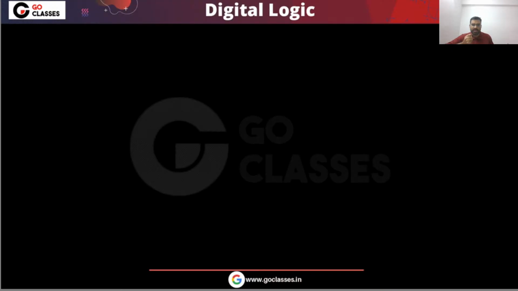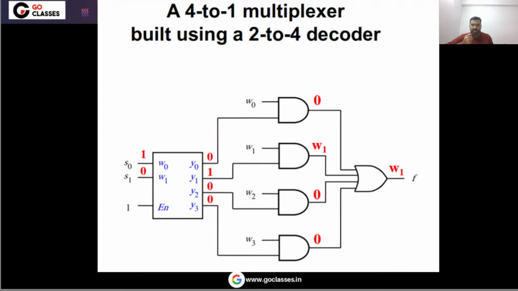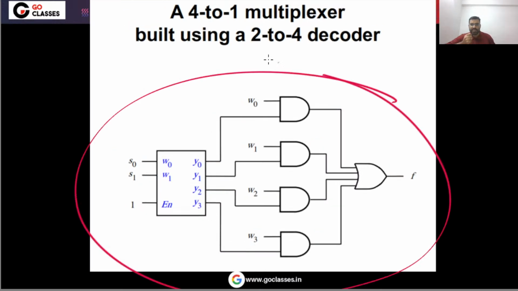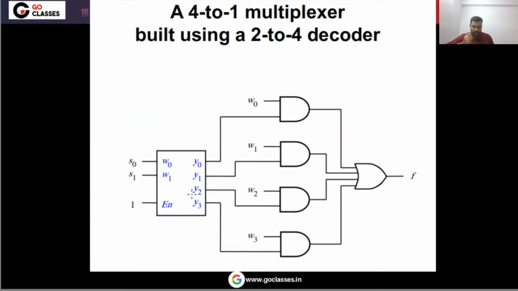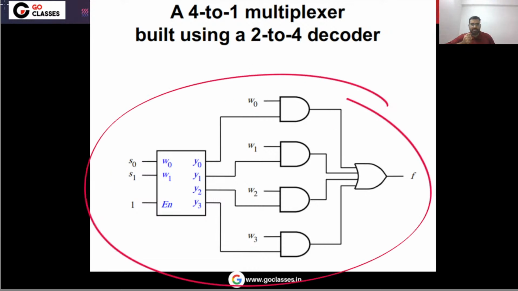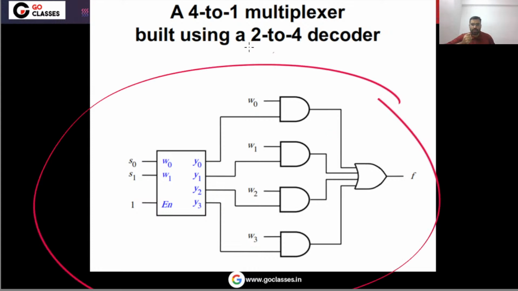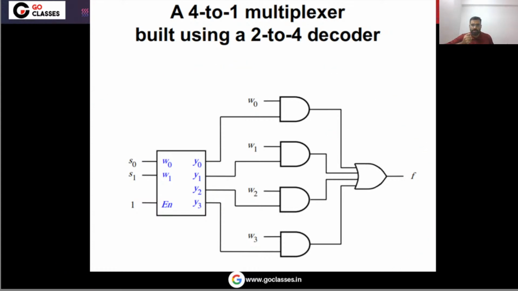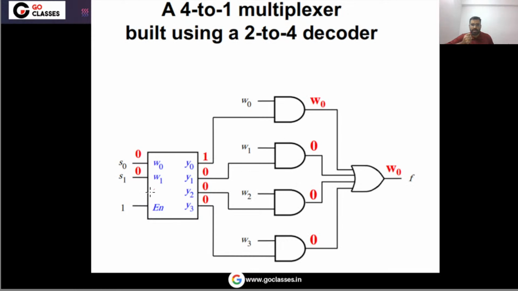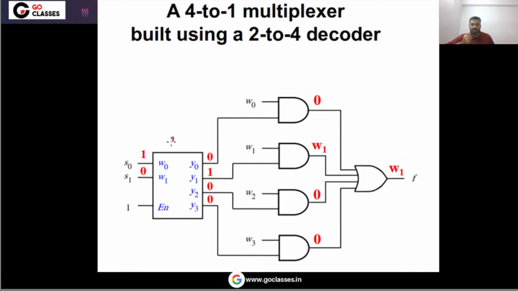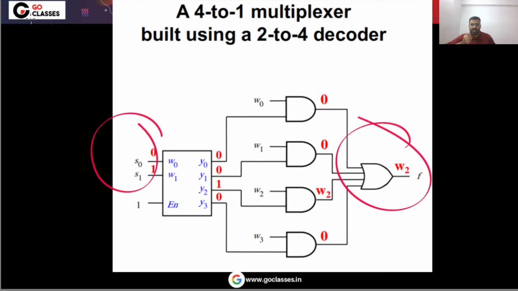So this is how you can create. Remember, in the exam, they can give you any circuit, and they will ask you what this circuit is doing. What is the behavior of this circuit? They will ask you. So you can analyze. What you can do is just put the values and see what is happening.